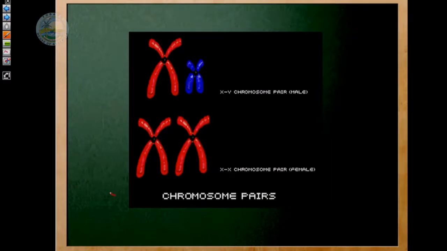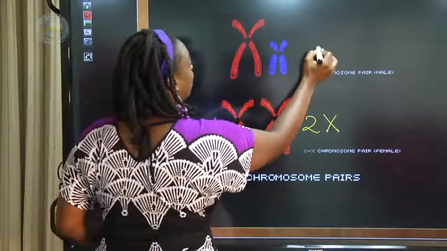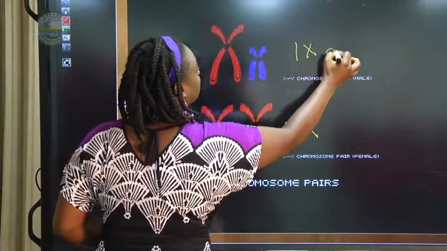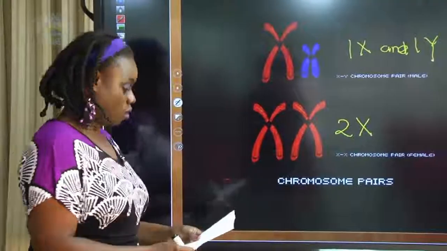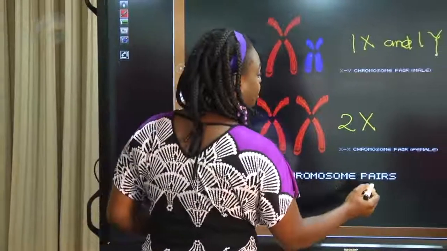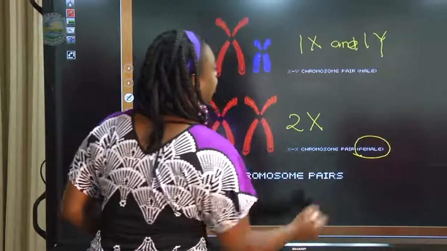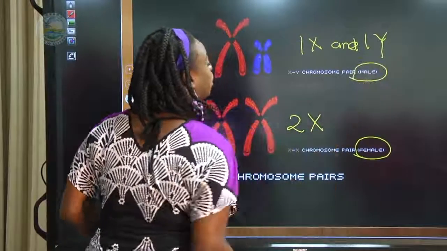The long chromosome is denoted an X, and the short one a Y. So in this case, we have 2 X chromosomes here, and we have 1 X and 1 Y chromosome. When you have 2 X chromosomes, the person is a female. When you have 1 X and 1 Y, the person is considered a male.